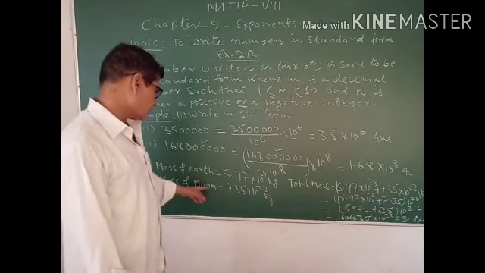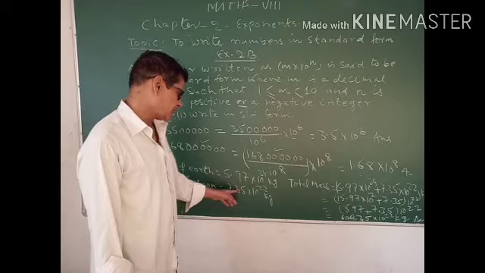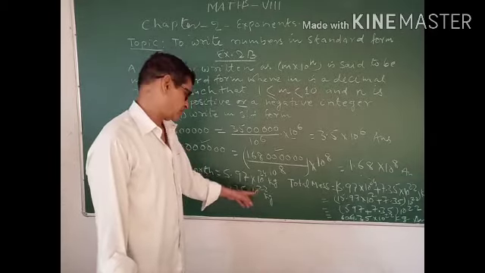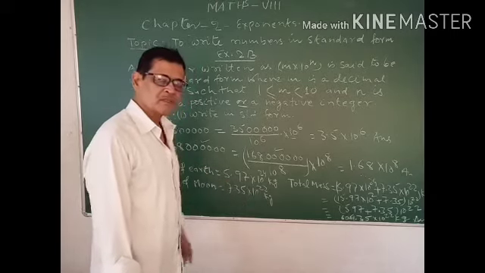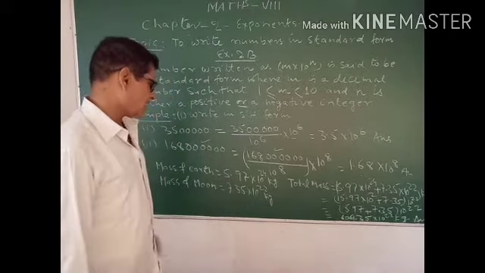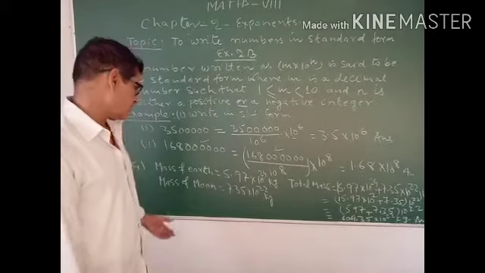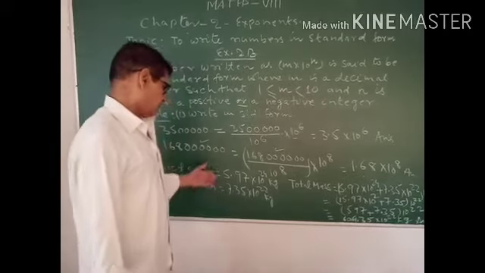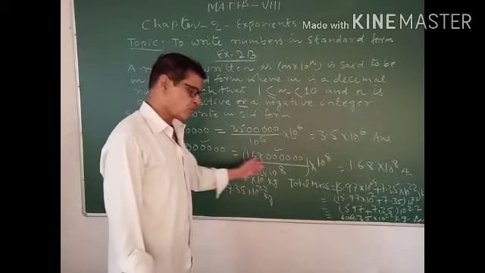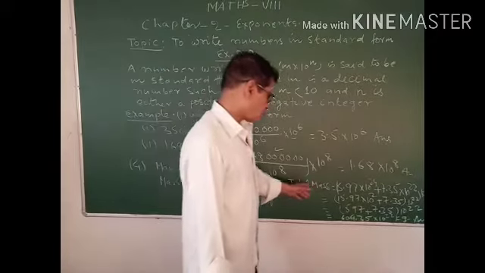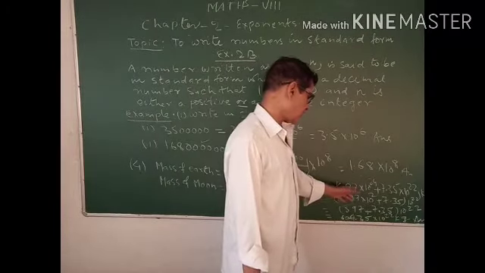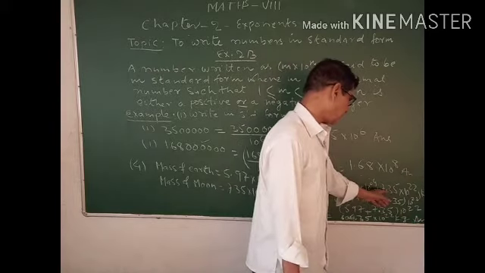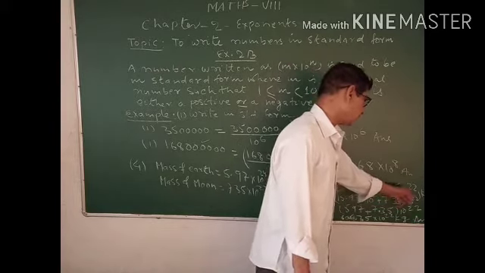And the mass of the moon is 7.35 into 10 to the power 22. It is also a very big number. Now we want to find out the total mass, meaning the mass of earth and moon together. We are supposed to add both given numbers, so the total mass equals 5.97 into 10 to the power 24 plus 7.35 into 10 to the power 22.